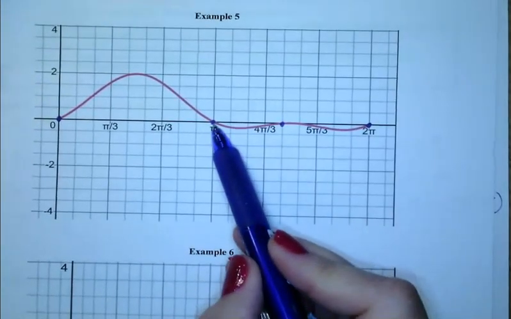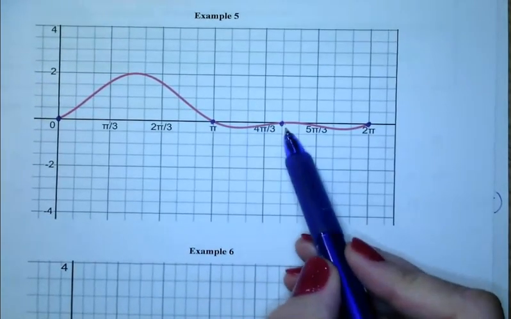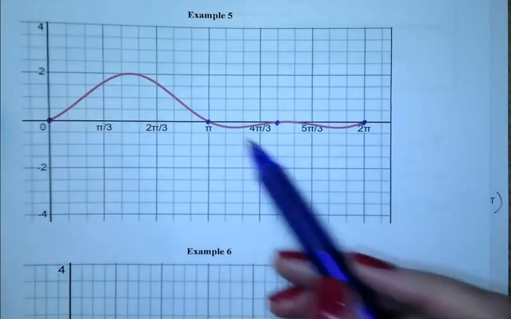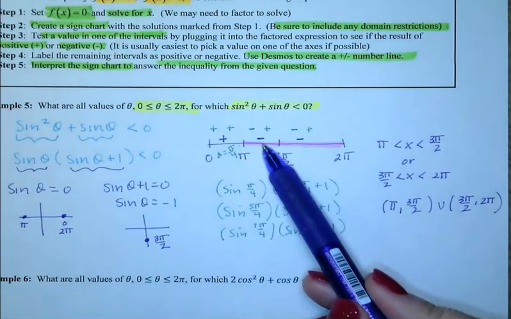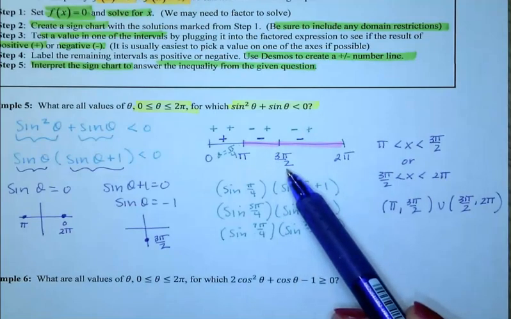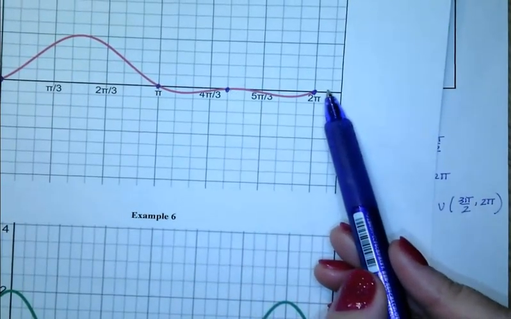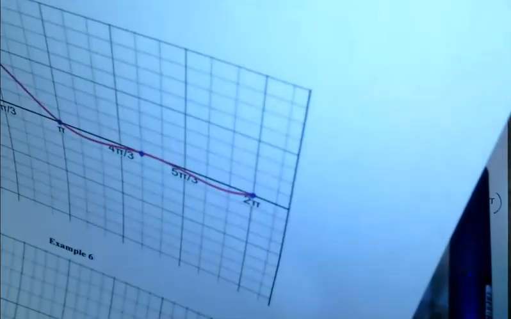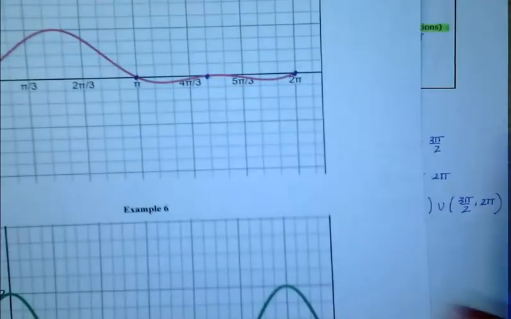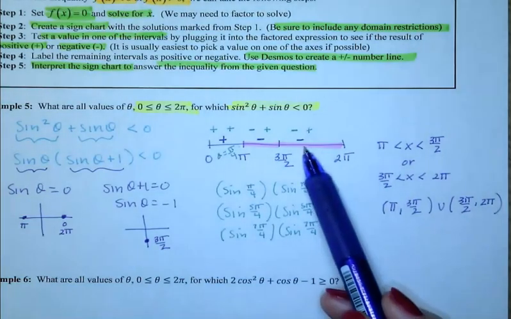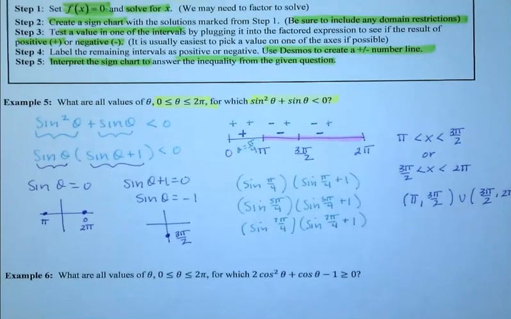Then from this 0 to the next, from pi to 3 pi over 2, it's all physically below the x-axis, which makes this whole area negative, and that's what's reflected on the overall sign for that piece of my number line. And then the last one goes from 3 pi over 2 to 2 pi. And so we can see that that is all below and negative, which is what it has in this interval too. So you can kind of confirm your number lines in Desmos.